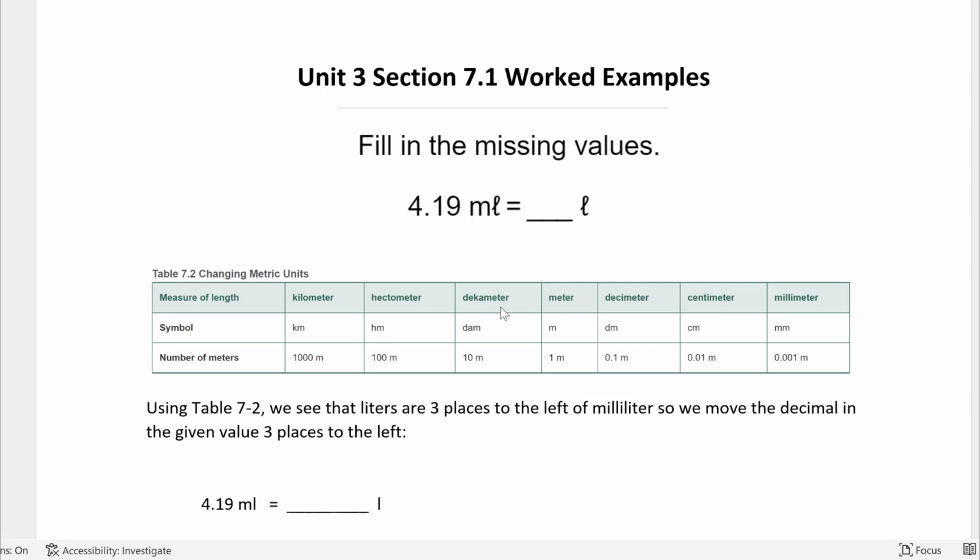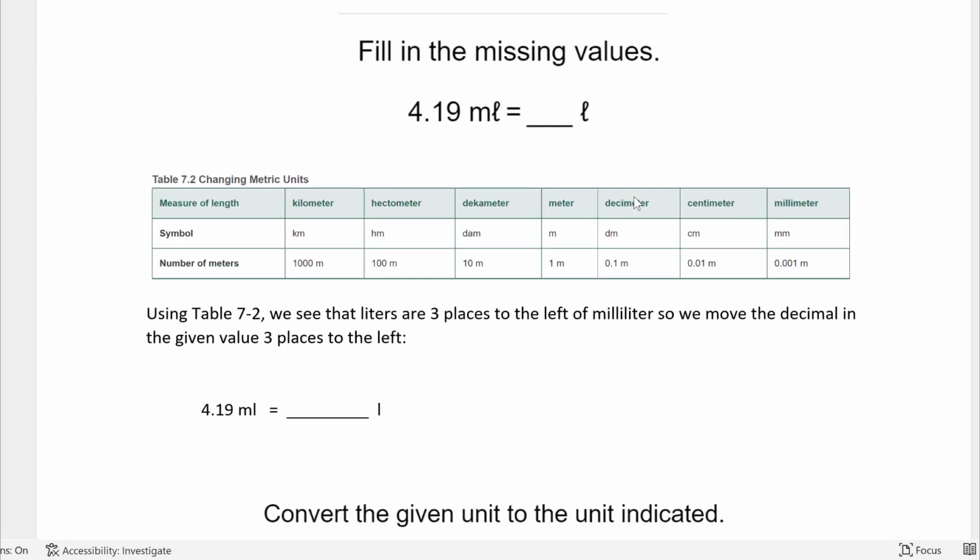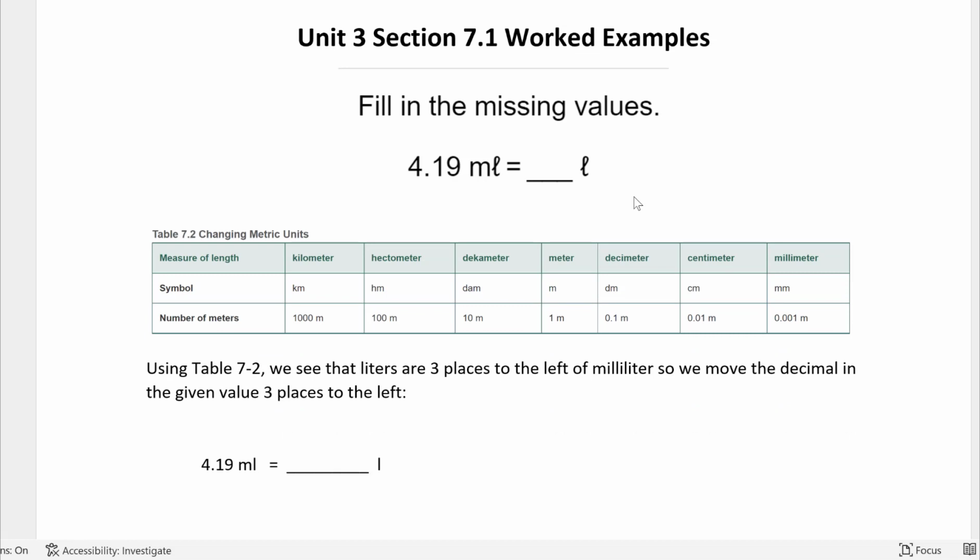We want to look at where liters are, which would be the base unit, like meters, and we see that this is 3 places to the left of the milliliters. And so we know we want to move the decimal place 3 places to the left. We're going from milliliters to liters, from a smaller unit to a larger unit, so we know we're going to get an answer that's smaller. So we're going to move our decimal place 3 places to the left.